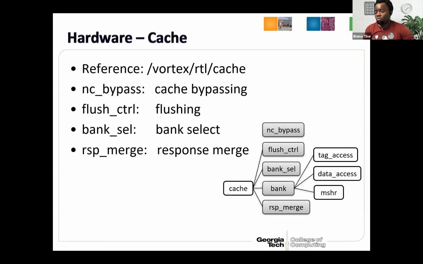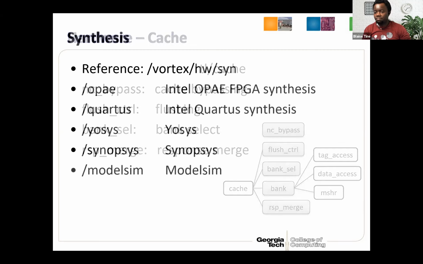The flush control block is the component that actually flushes the cache. The bank selection unit selects which bank the request should go to. Of course, we have the bank, and then the response merge is the component that retrieves the output of the bank and redirects it back to the core. Inside the bank, you have the data access and the MSHR, which are also separate modules included inside the bank.